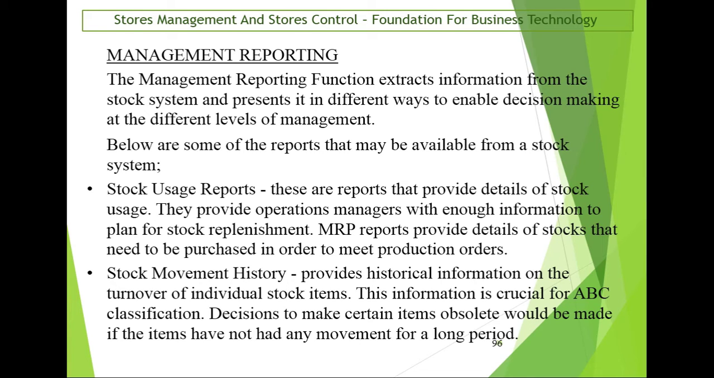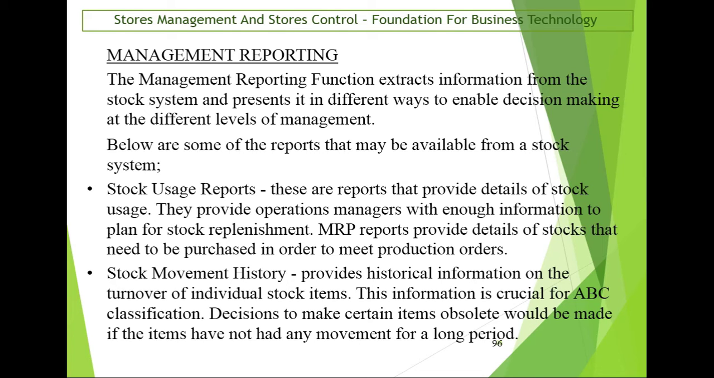So not all systems are the same because of the varying scope and scale of implementation, but we are going to look at the general reports that I think can be found in most systems. The first type of reports are called stock usage reports. So these are reports that provide details of stock usage. They provide operations managers with enough information to plan for stock replenishment. MRP reports provide details of stocks that need to be purchased in order to meet production orders.